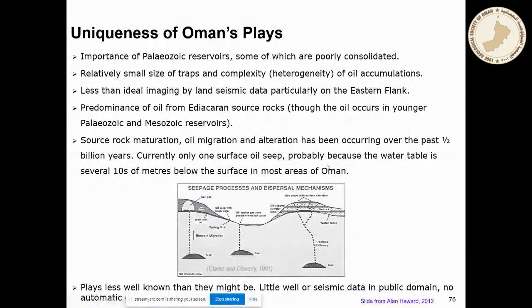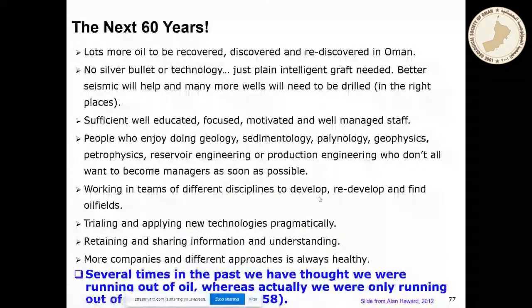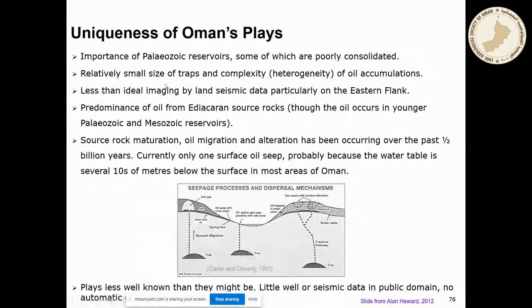So what is unique about the petroleum system of Oman? There are two slides I'm covering here. First of all, poor seismic quality in many places, small size of traps, and very complex oil accumulation. That's unlike many other places in the world, where oil is easier to produce, especially in the Gulf, for instance. And also we have a huge history of the petroleum system that goes back more than 500 million years, and that obviously adds a factor of complexity to the petroleum system of Oman.